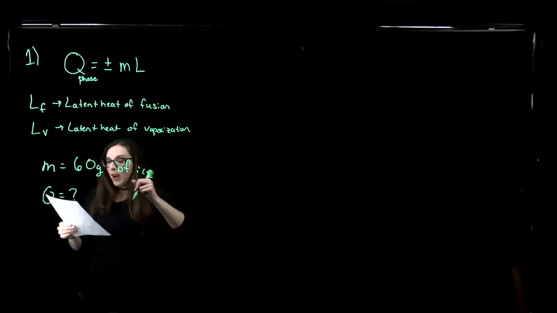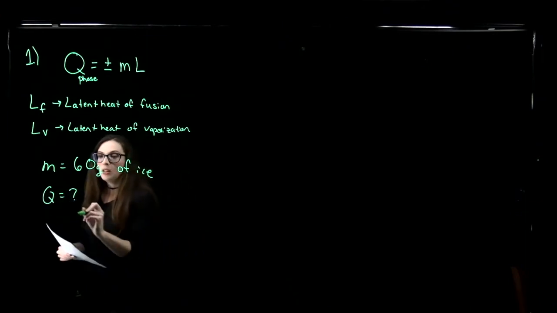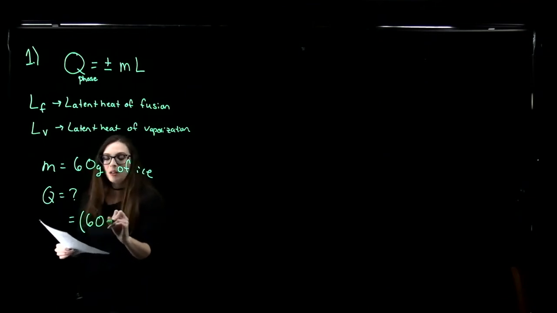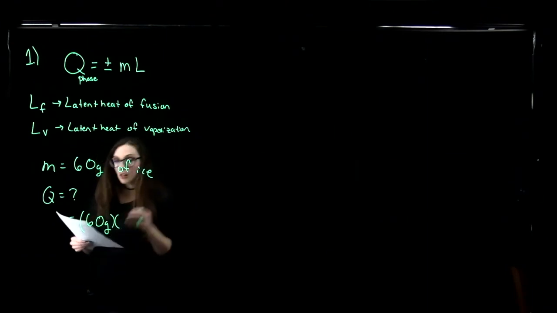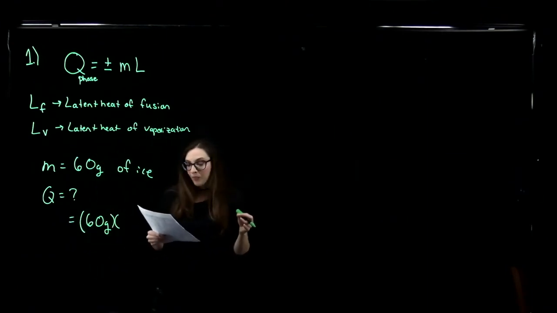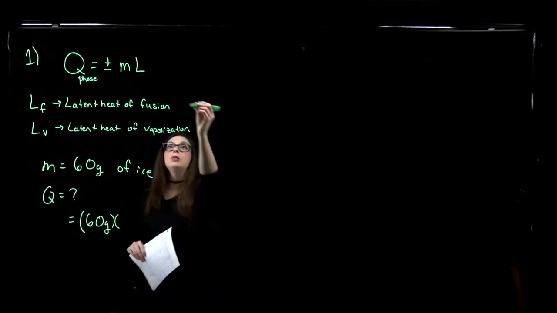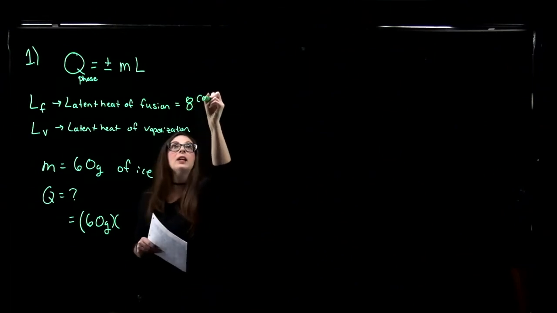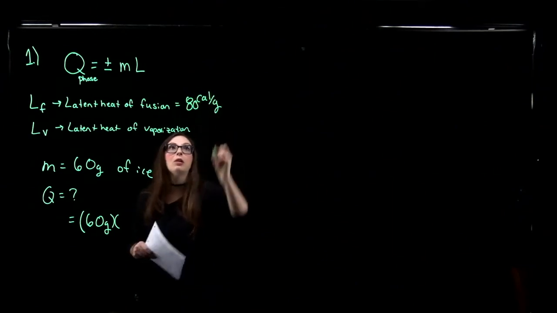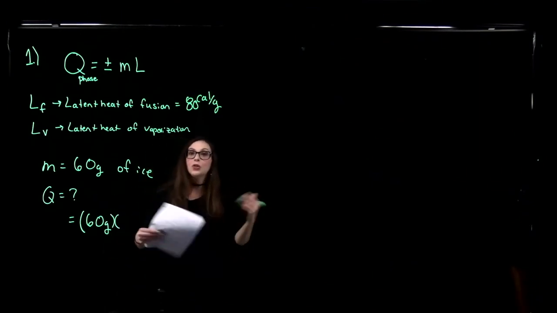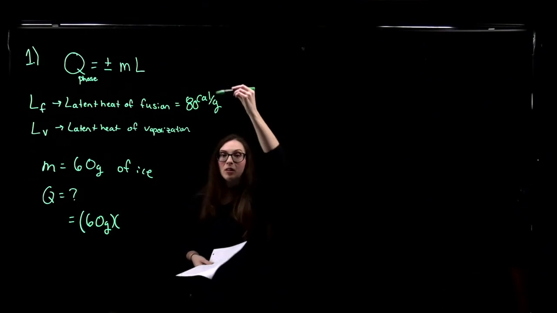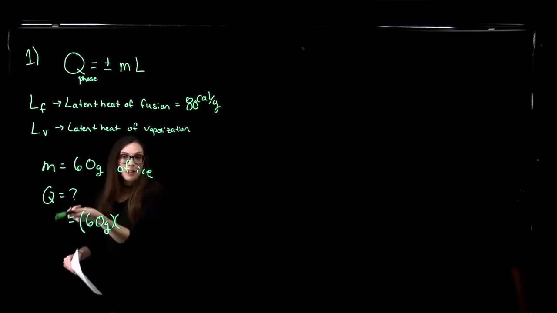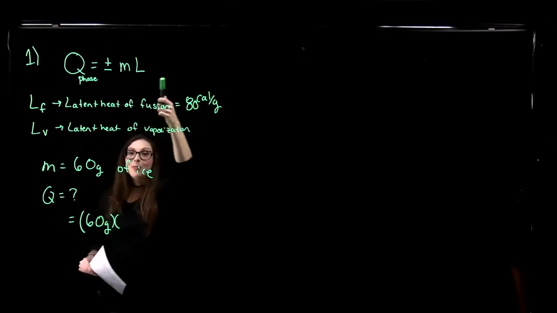So then the energy required to melt this block of ice is just going to be equal to the mass of that ice cube, which is 60 grams, times the latent heat of fusion for water. And the latent heat of fusion for water is equal to 80 calories per gram. Okay, so a calorie is also a unit of energy. So the latent heat of fusion is energy per mass required to change phase.